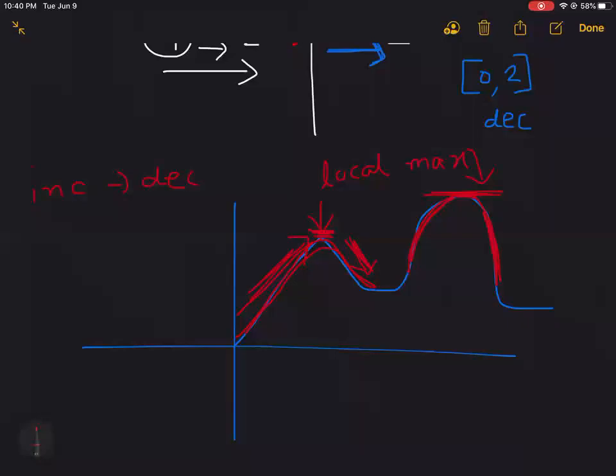And vice versa for local min. Let me use a different color. It was initially decreasing, and after this point, it has started to increase. So from decrease, it has started to increase. At this point, we can see we have a minimum point, or it has a lower peak. So we say it's a local min. Same goes for this one as well, right? So that's how, from a graph, we can actually identify what's the local min and local max.